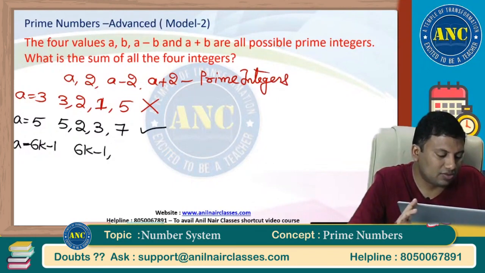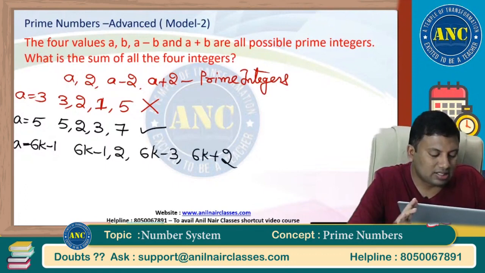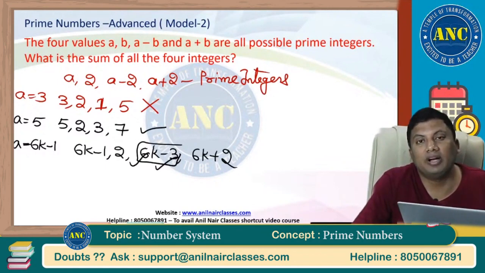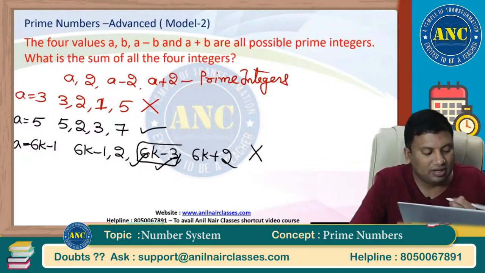6k minus 1, comma 2. 6k minus 1 minus 2. 6k minus 1 plus 2. 6k minus 3. Divisible by 3, divisible by 3. Answer will be divisible by 3. So, there is no number other than 3 which is divisible by 3.